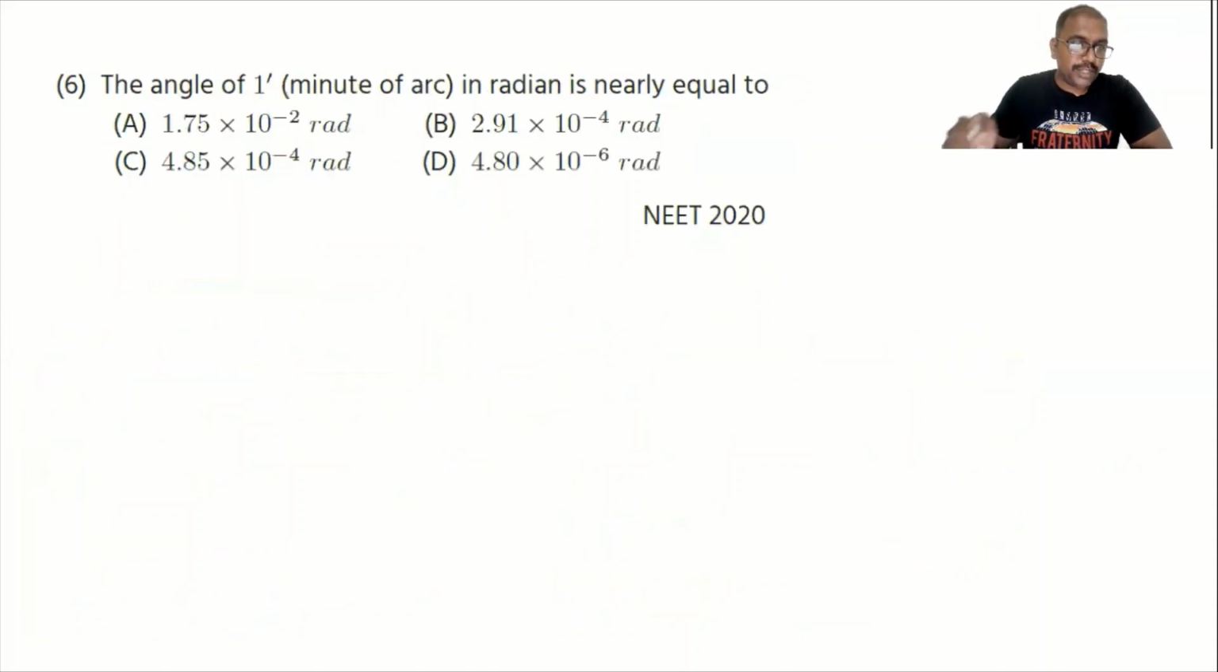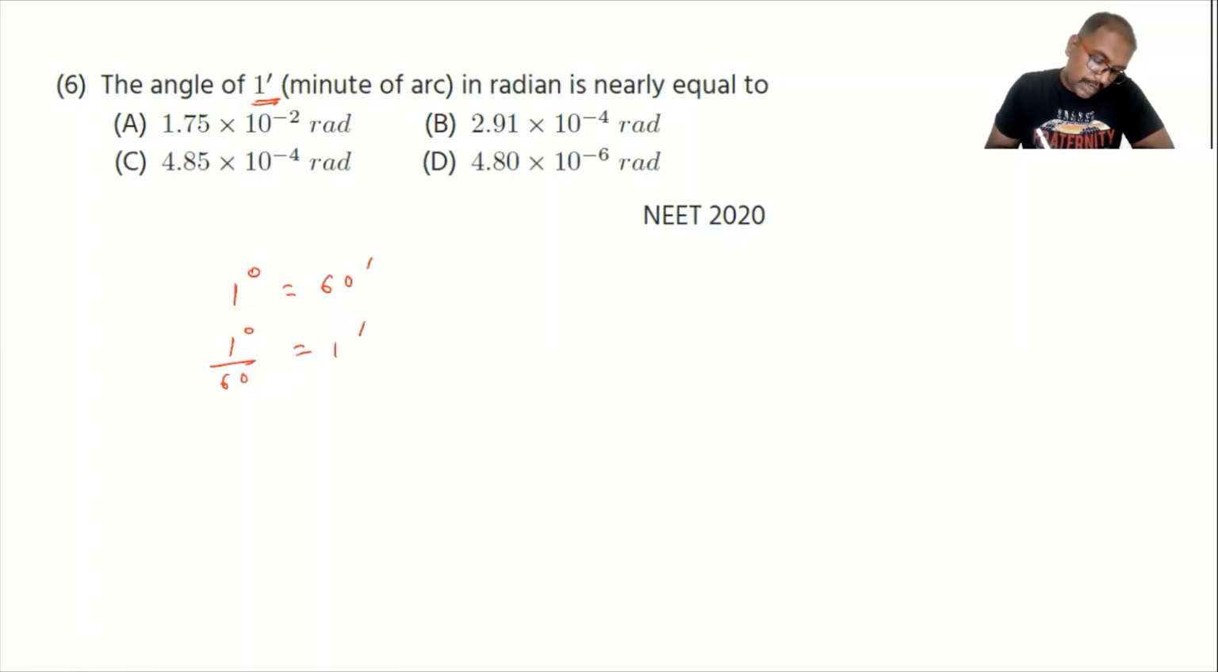Now next one, MCQ number 6. The angle 1 minute of arc in radian is nearly equal to, listen, 1 degree is equal to 60 minutes. So I can write 1 minute is 1 degree divided by 60, 1 by 60 degree.